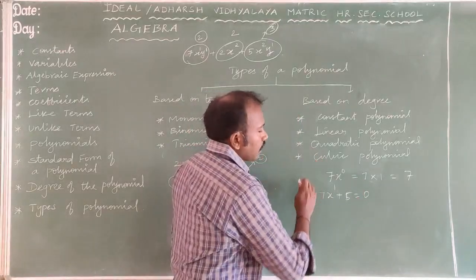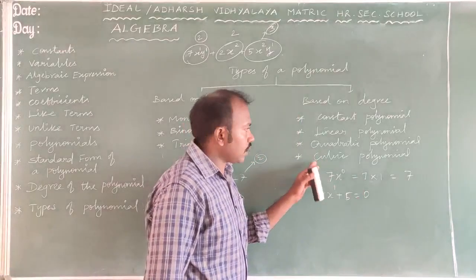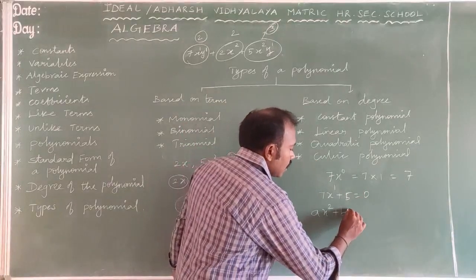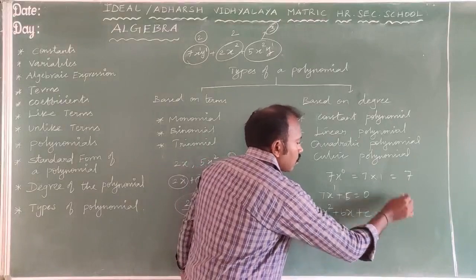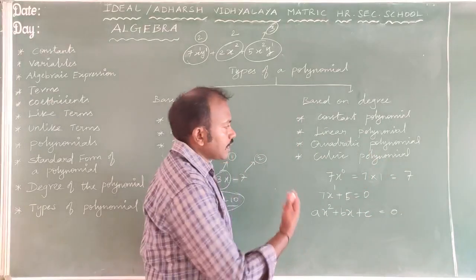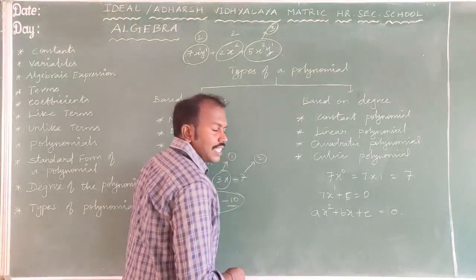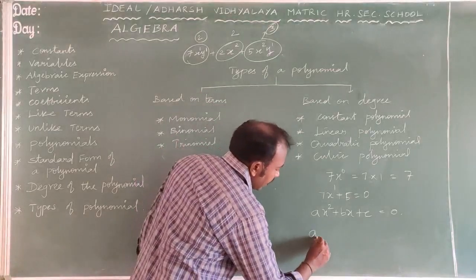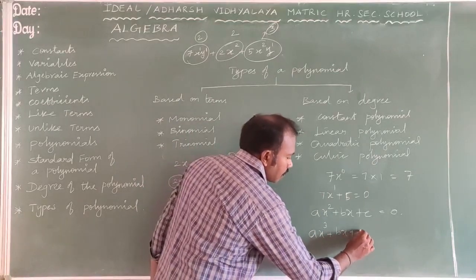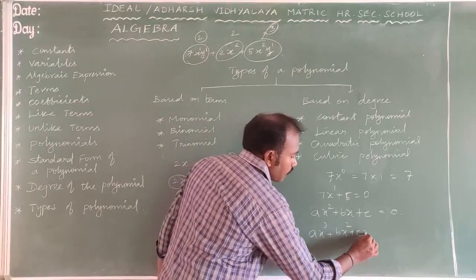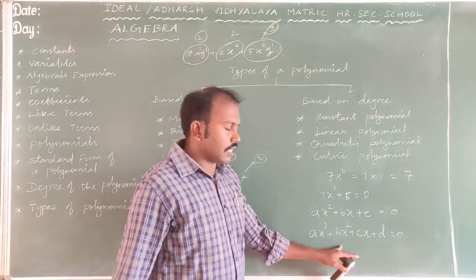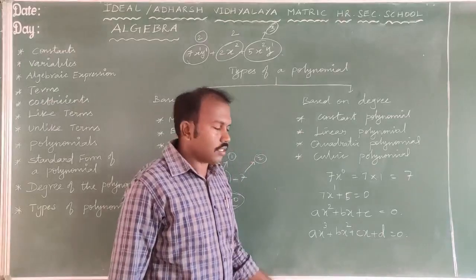Next, highest power is 2. That is a quadratic polynomial. For example, ax squared plus bx plus c is equal to 0. This is a quadratic polynomial. Next one, cubic polynomial. Here the highest power is 3. That is a cubic polynomial: ax cube plus bx square plus cx plus d is equal to 0. This is a cubic polynomial.